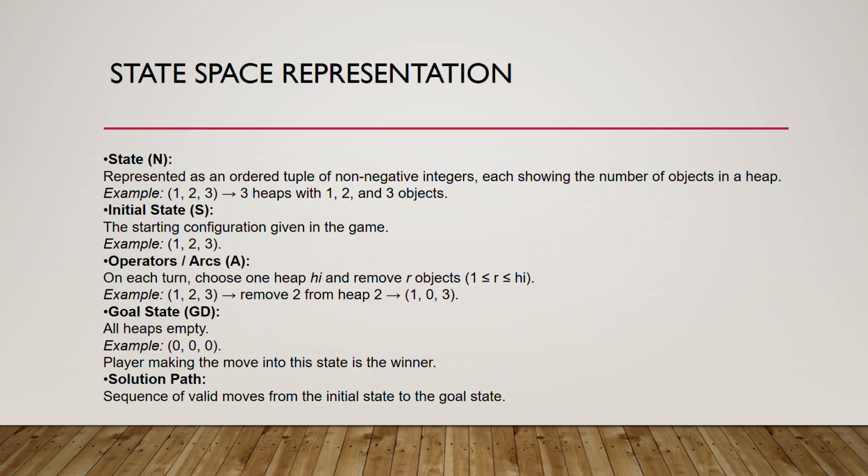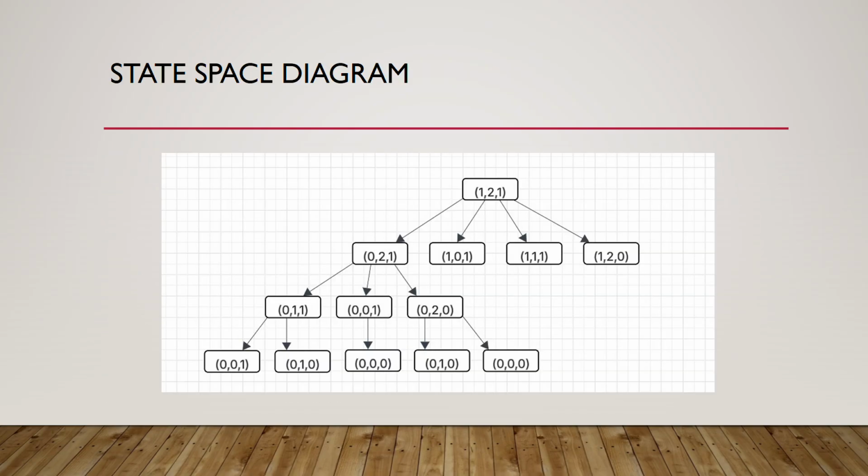Coming to the state-space representation of the NIM game, the state n is represented as an ordered tuple of non-negative integers, each showing the number of objects in a heap. The initial state S is the starting configuration given in the game. Operators or arcs: on each turn, choose one heap and remove any number of objects from it. The goal state GD is that all heaps are empty. The player making the move into this state is the winner. The solution path is the sequence of valid moves from the initial state to the goal state.